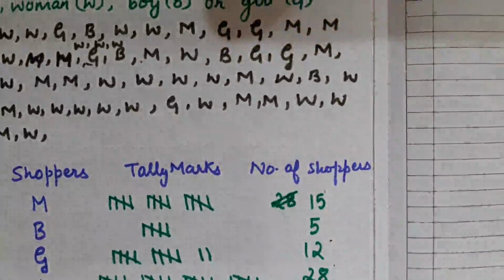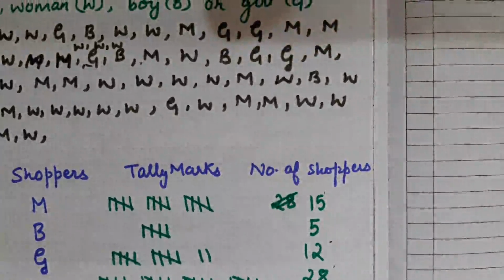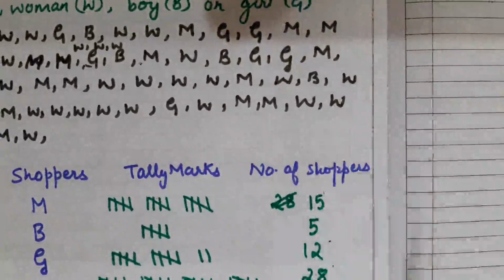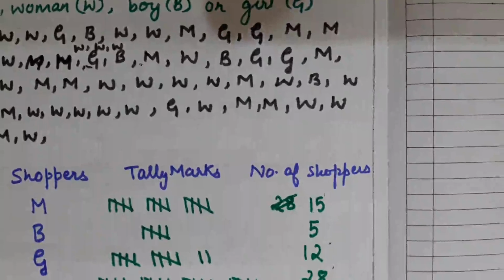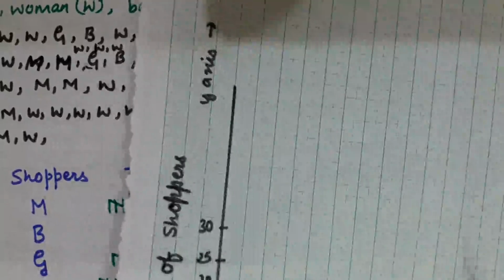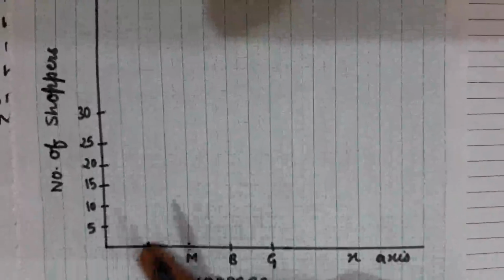In the same question we have a second part also. We have to represent this particular data in a bar graph also. How you can represent it in a bar graph, I have already made. See, in this way you can represent it. This will be your x-axis and this will be your y-axis.